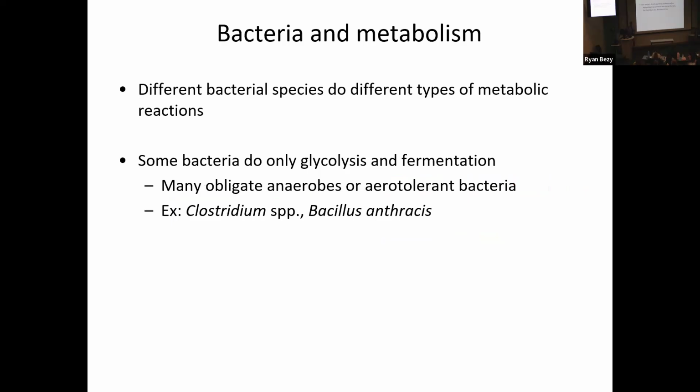Some bacteria specialize in doing glycolysis coupled to fermentation. This is going to be many species of obligate anaerobes or aerotolerant bacteria. If they fall into the obligate anaerobe category or the aerotolerant category, they're typically doing glycolysis coupled to fermentation, and these are fermenters. Some examples of this are Clostridium species, Bacillus anthracis, which causes anthrax, and Clostridium difficile, which causes C. diff infections, for instance, which falls into this particular category as well.